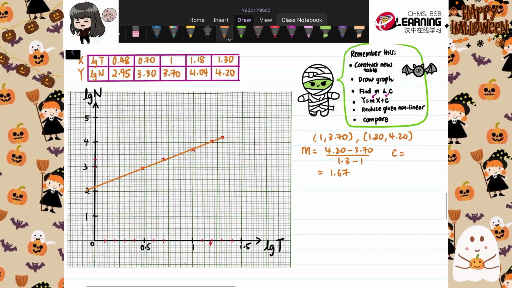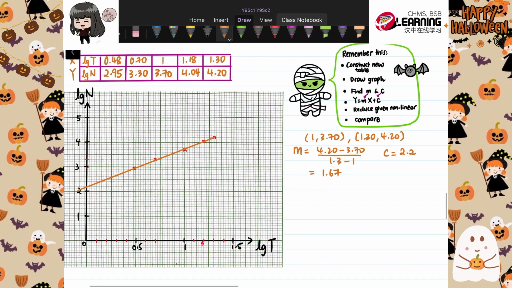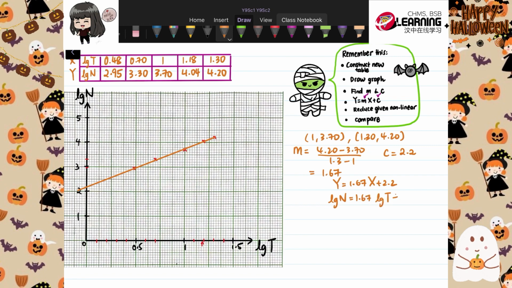So my c here, according to my graph, is 2.2. After that I form an equation y equals mx plus c. So my y equals 1.67x plus 2.2, which is log n equals 1.67 log t plus 2.2. Okay, I stop until here.